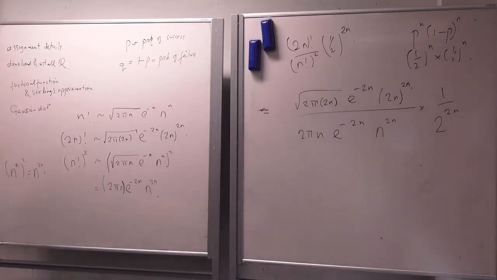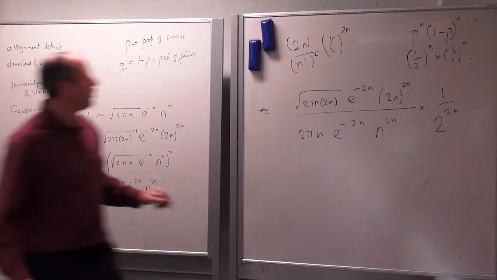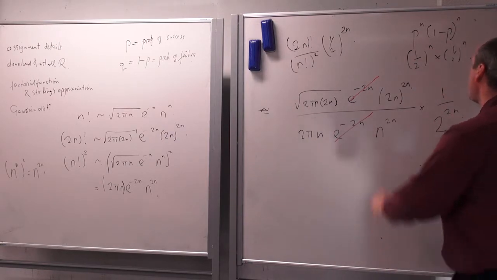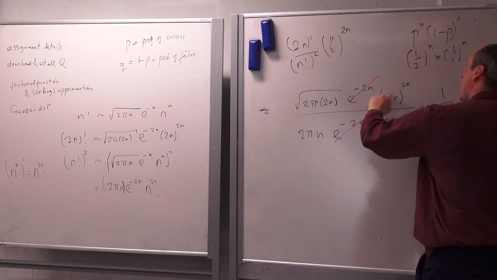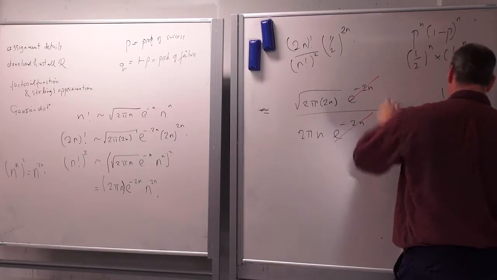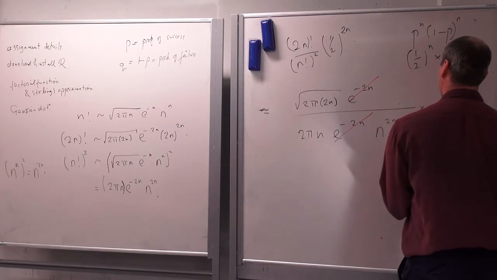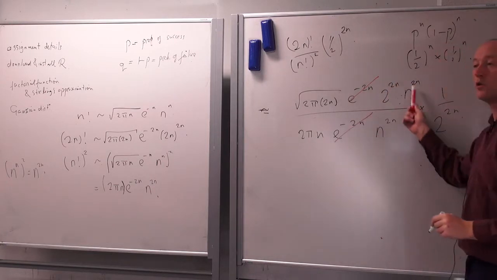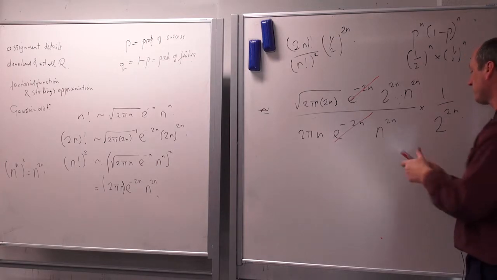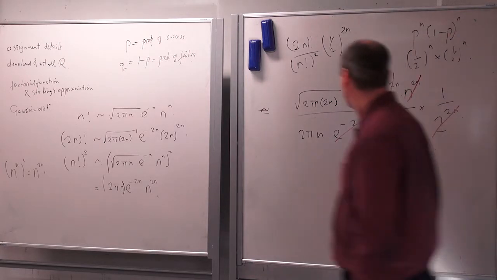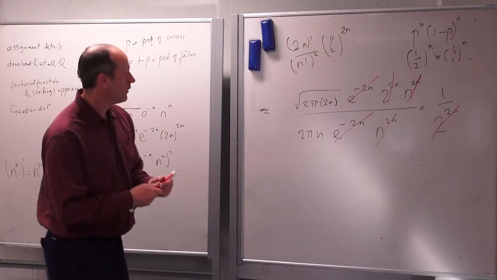I'll use red to cancel. The e to the minus 2n goes, of course, straight away, for junk. This one here, I'm going to rewrite that as 2 to the 2n times n to the 2n. Because it was 2n all to the power 2n. Why am I doing that? Because I can do this. That's nice, isn't it? What else have I got?